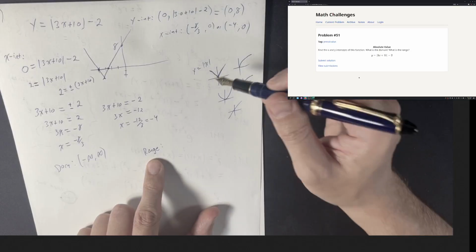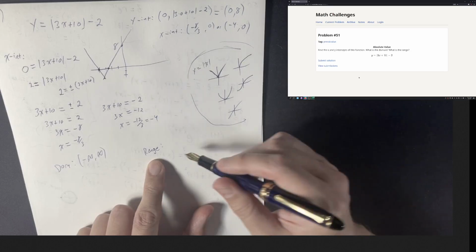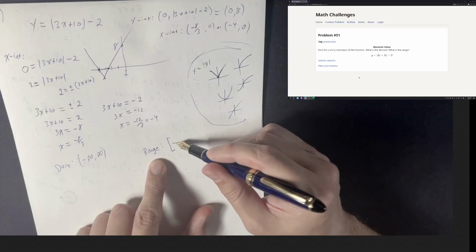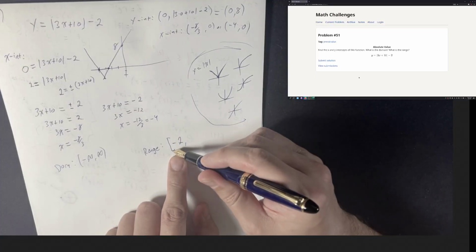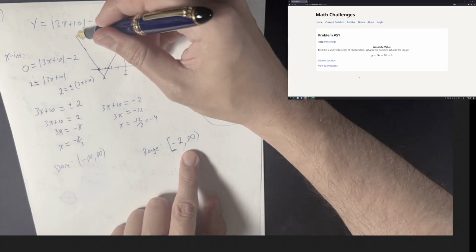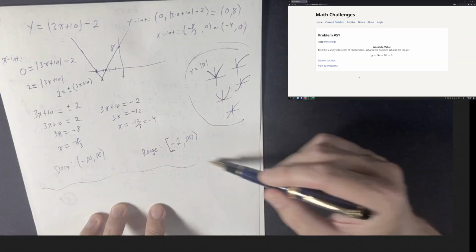Again, to get the range, you would have had to have memorized a handful of different functions. Our minimum is negative 2. It does attain that minimum, and that's why I'm going to put a square bracket here. And it just goes up without bound. It gets as large as you want. You can get as big a y value as you want, so that's why I'm going to put an infinity there. And that's about it for this problem.